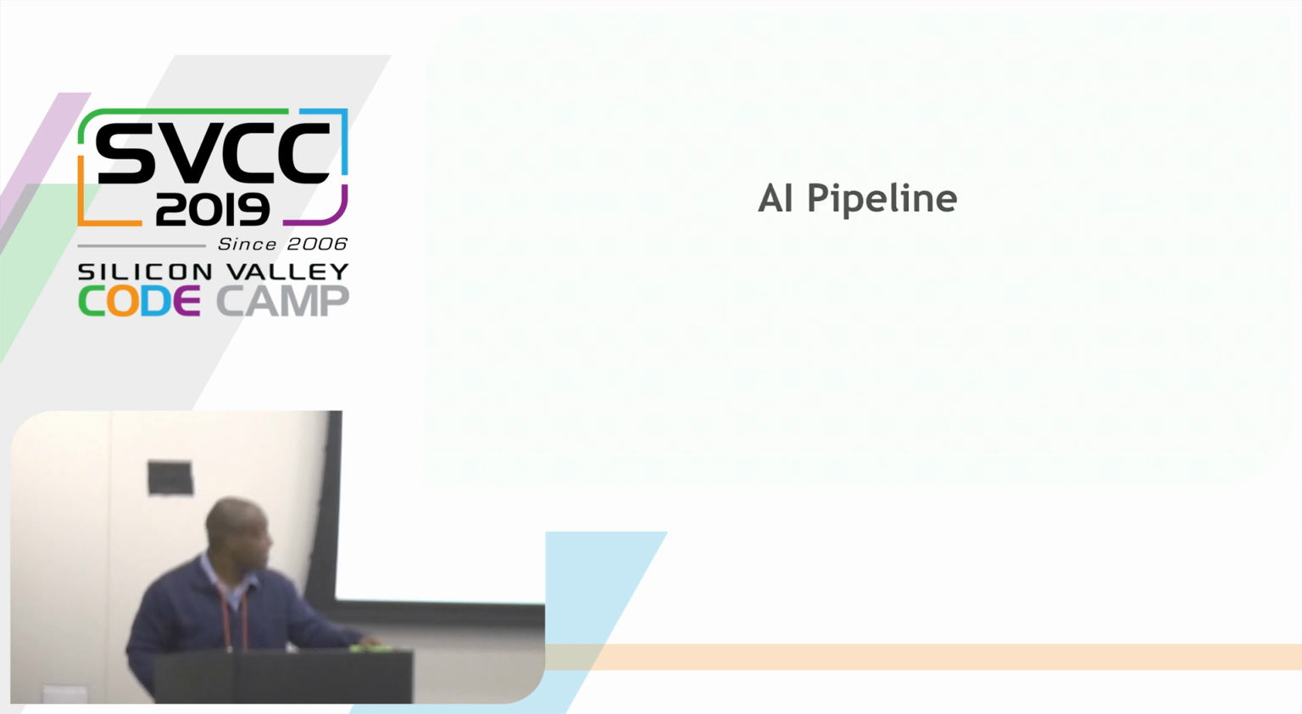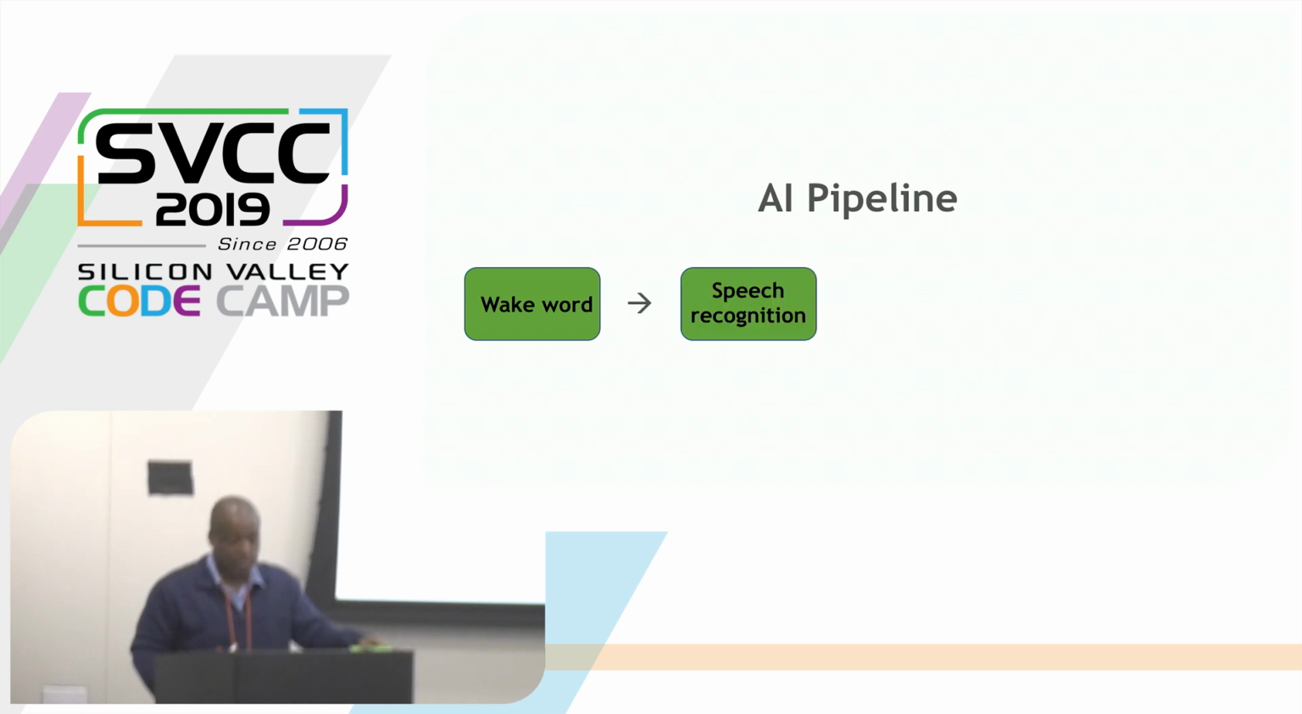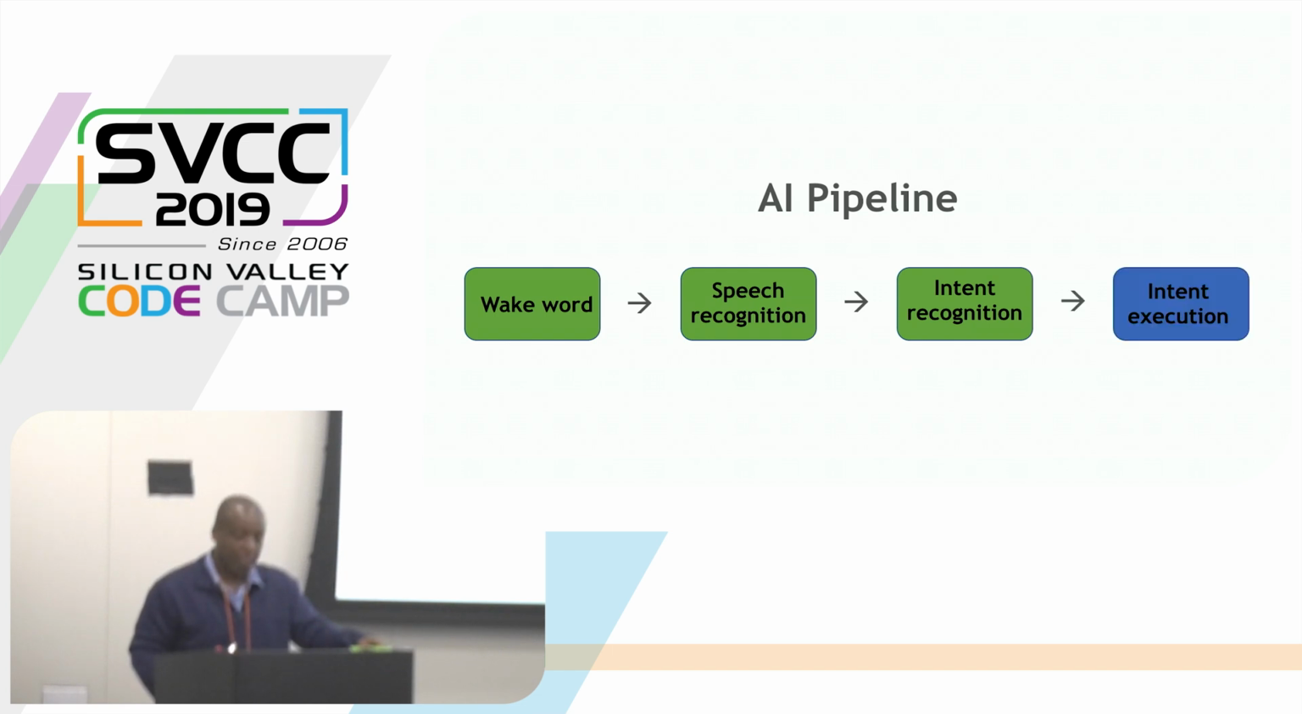So the pipeline is this. Wake word, hey Siri. Speech recognition, being able to convert that to text so I can recognize the intent. And the last one, which is just software engineering, is intent execution. Okay?